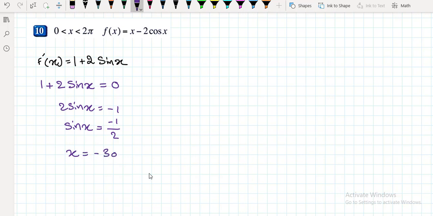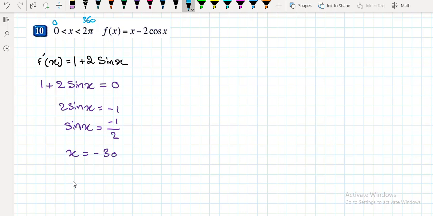This negative 30 is going to be the key to find all the possible answers. But if you look here, the given interval is from 0 until 2 pi, which is 360. From 0 until 360, while negative 30 is not in this interval. Then what we do, we're going to add this number to 180 and subtract it from 180 to see which one gives a good result. And then we will add and subtract to 360.